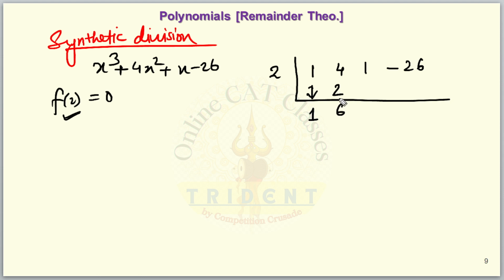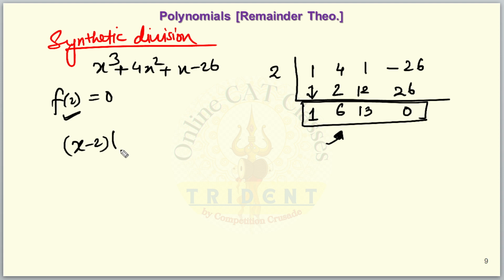We will add. Okay, we are not subtracting, we are adding. 2 6s are 12. Whatever the sign, we are adding. This is 13. 2 into 13 is 26, positive. This is 0. Now this is your coefficients of the other quotient. In other words, this is as good as x minus 2 and x squared plus 6x plus 13.